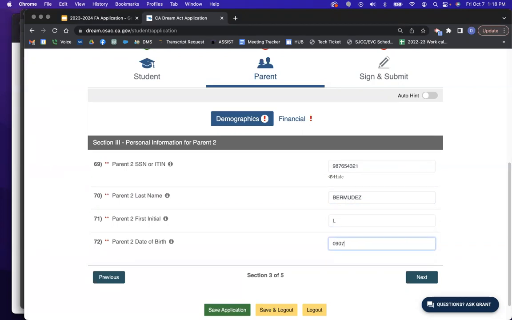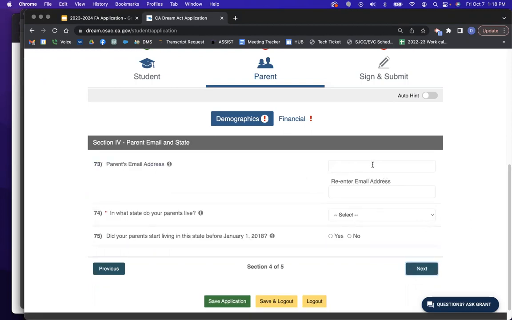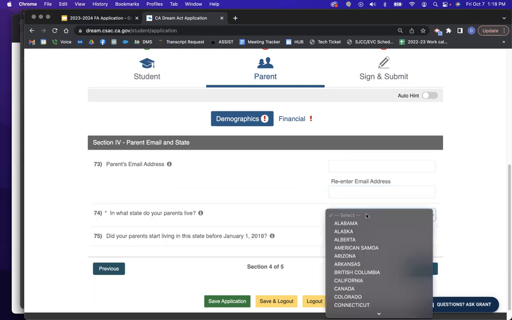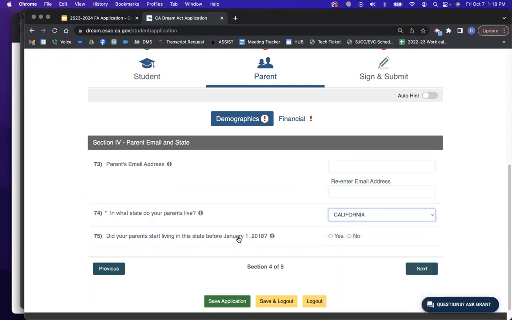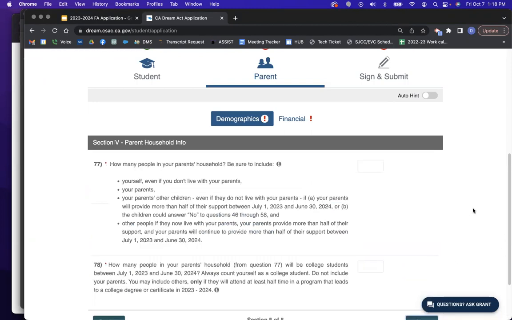This is just a random date. If they have an email address, you can put it on here. What state do your parents live in? We'll put California. Did they start living here before January 2018? I'm going to say yes.